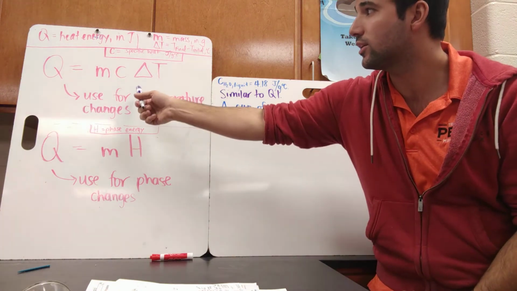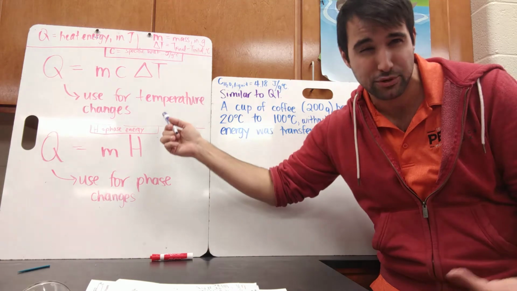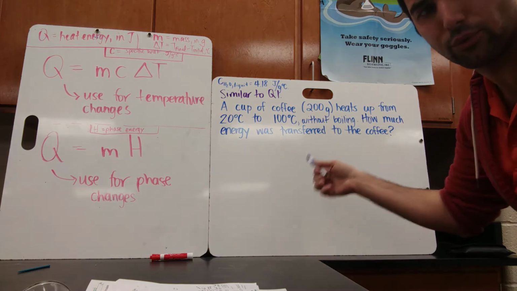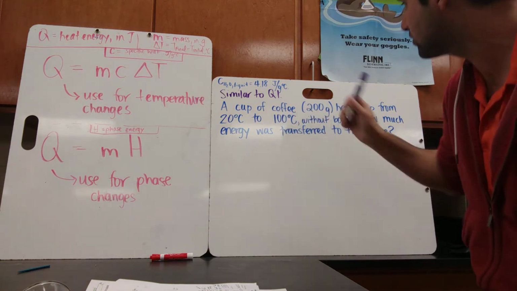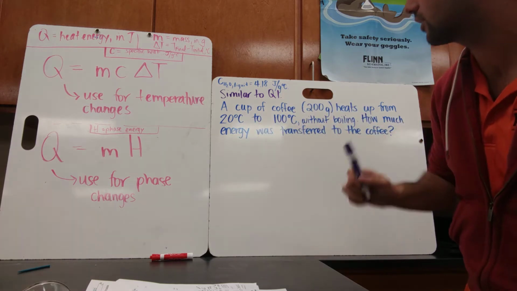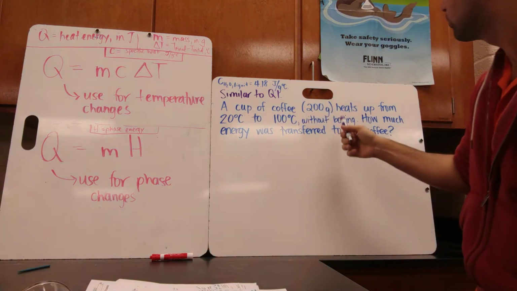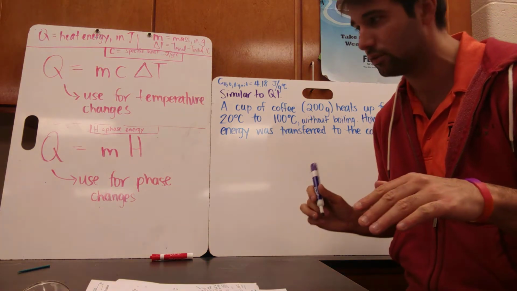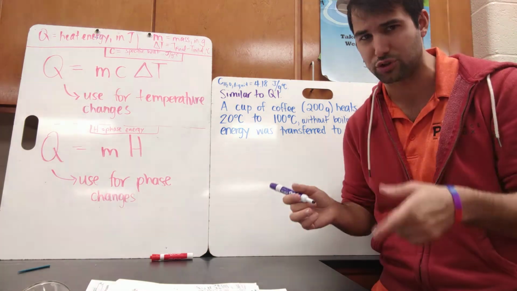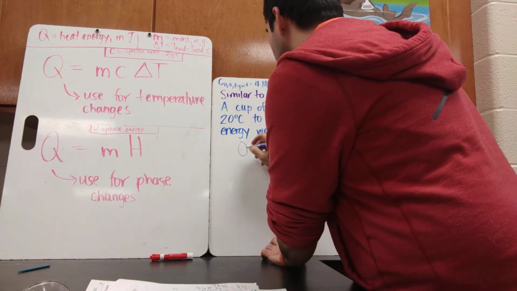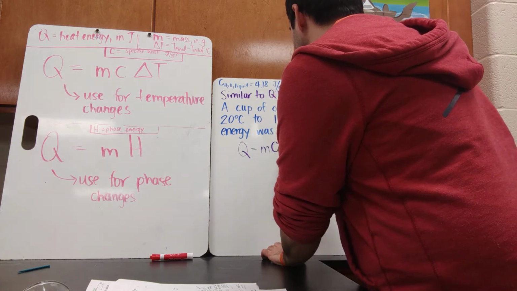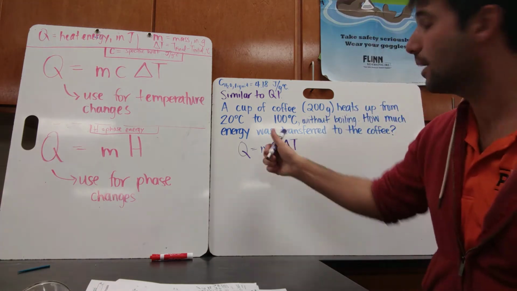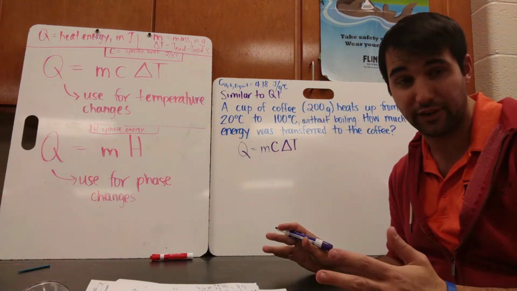Let me figure out. Q equals mc delta T I use if I have a temperature change, and Q equals mH I use if I have a phase change. So if I quickly reread the question, a cup of coffee, 200 grams of it, heats up from 20 degrees Celsius to 100 degrees Celsius without boiling. So it looks like I'm not boiling. It also sounds like my temperature is changing. I'm going to use Q equals mc delta T for this question then. Why am I using Q equals mc delta T? It's because my temperature is changing and I'm not undergoing a phase change.